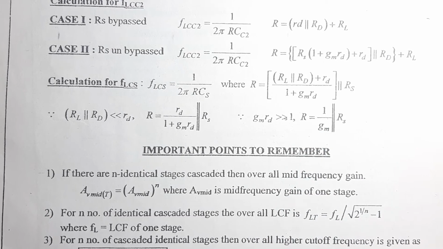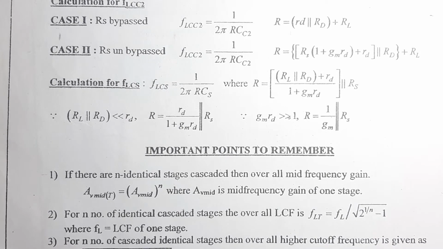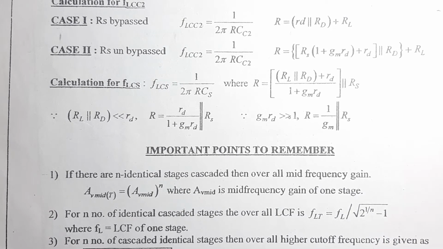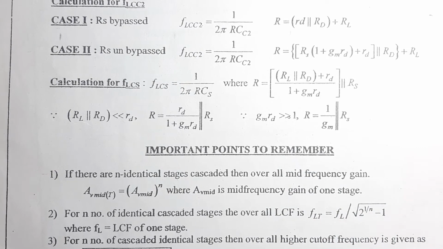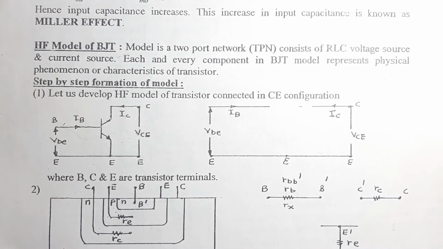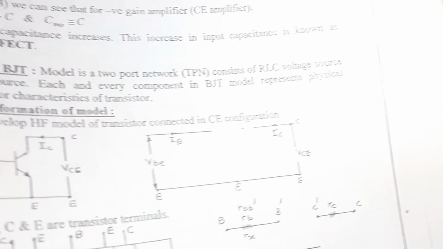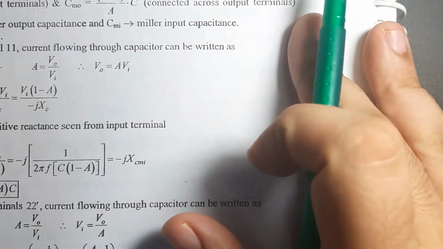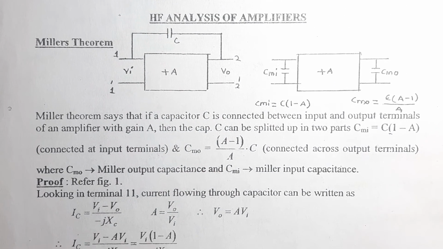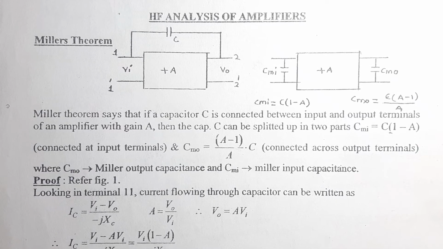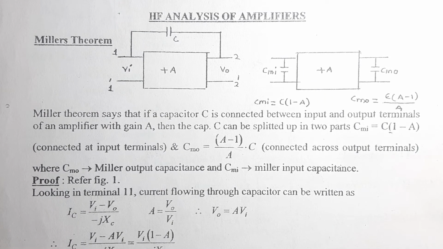So yes, that was the LF analysis of JFET, that is nothing but the CS amplifier. Now we'll begin a new topic called HF analysis of amplifier, by starting with the Miller theorem, one of the most important theorems in high frequency analysis, and it becomes easier for us to understand when it is quite self-explanatory.